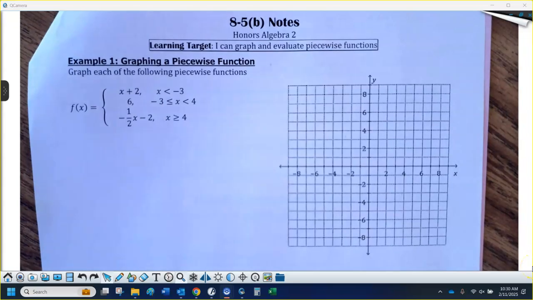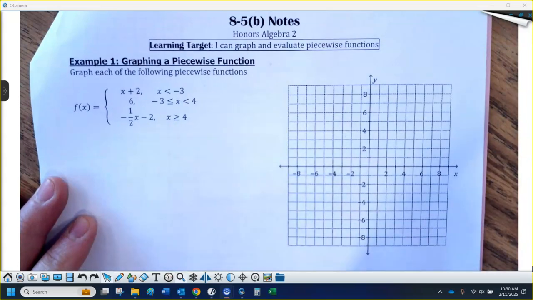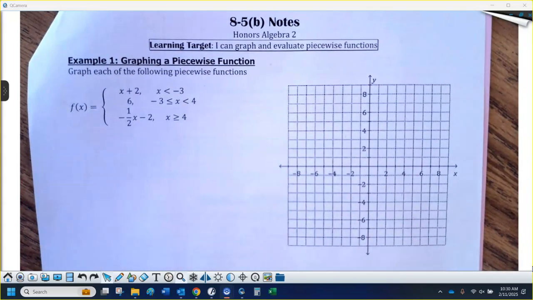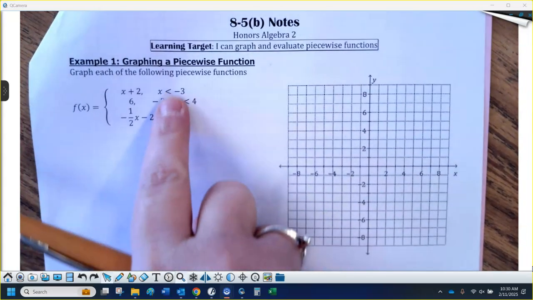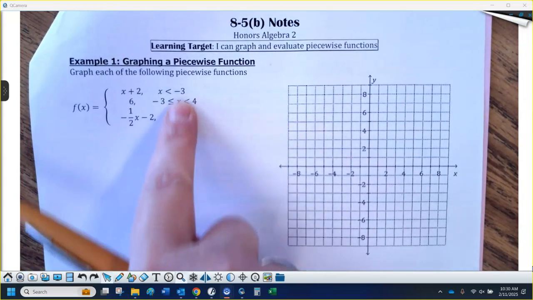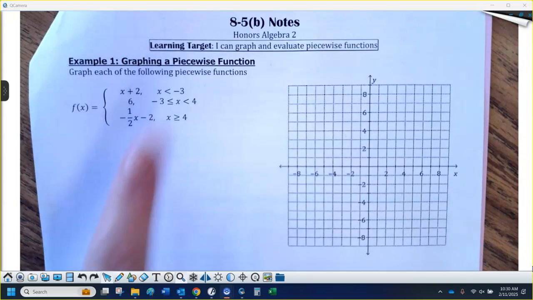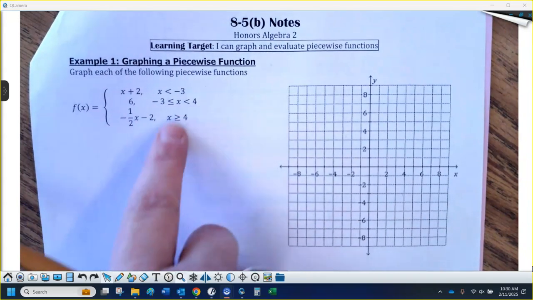What I'm doing: the first piece, the second piece, and the third piece are all going to be on this graph. Usually, and you don't have to do this, the first thing I do is switch pieces over at these numbers that are in the domain. So x value is less than -3, between -3 and 4, and then 4.